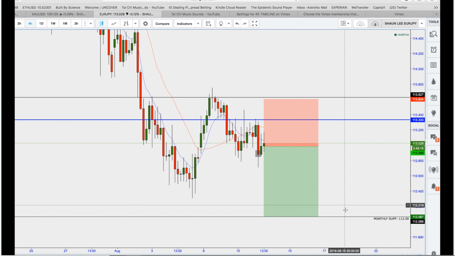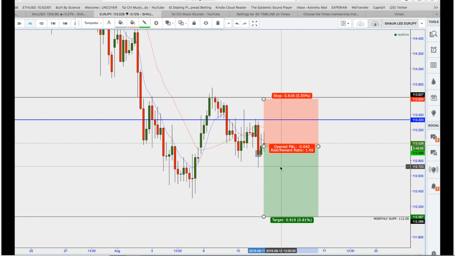So 113 to 112, I'm looking for 100 pips. My stop loss is above the highs, at 113.60. So from 113 short up to 113.60 stop loss, I'm risking 60 pips here, and I'm going for 100 pips. So the risk reward is 1 to 1.5.